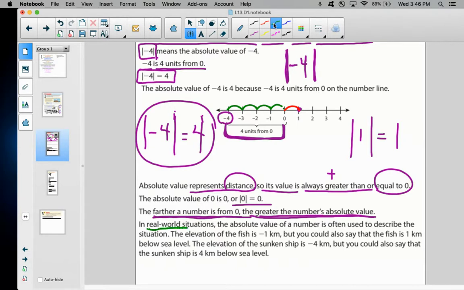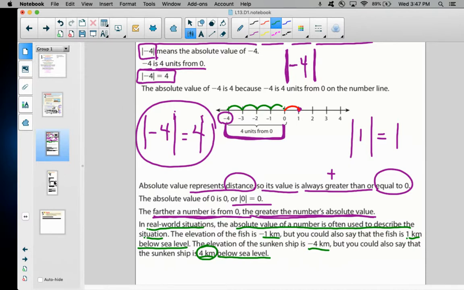So in real-world situations, the absolute value of a number is often used to describe the situation. So instead of saying negative 1 kilometers, we're just going to say, hey, he's 1 kilometer, and then note whether it's above or below sea level. Instead of saying the ship is negative 4 kilometers, we're going to say that it's 4 kilometers, but it's below sea level. So that notation, we're using that absolute value form of 4, and then just noting it's actually below the water's surface.